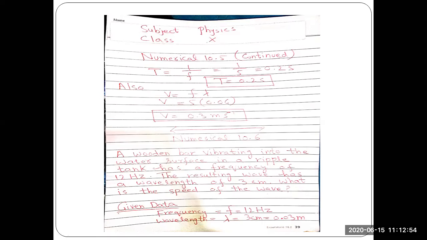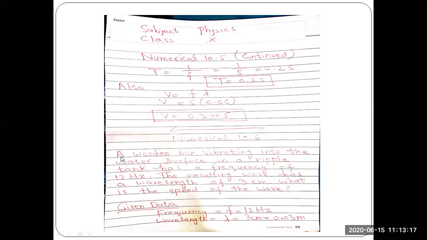Numerical 10.6 is, I read the numerical for you. A wooden bar vibrating into the water surface in a ripple tank has a frequency of 12 Hz. The resulting wave has a wavelength of 3 centimeters. What is the speed of the wave?